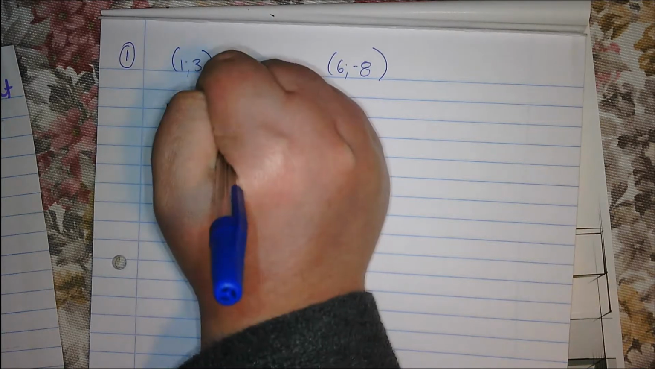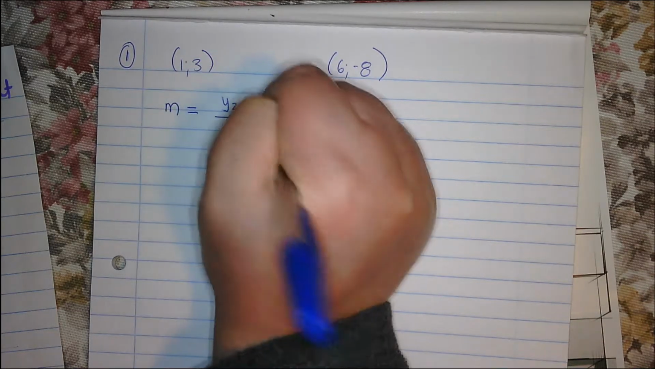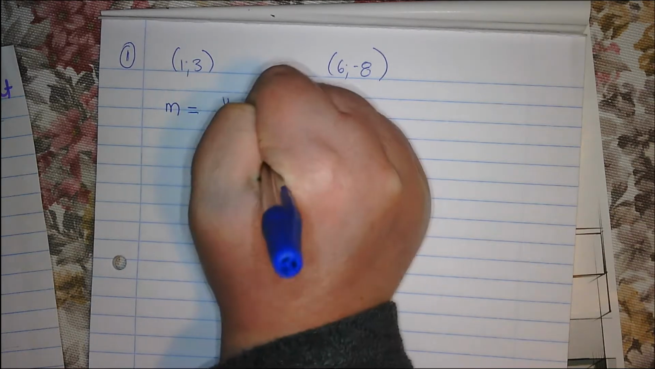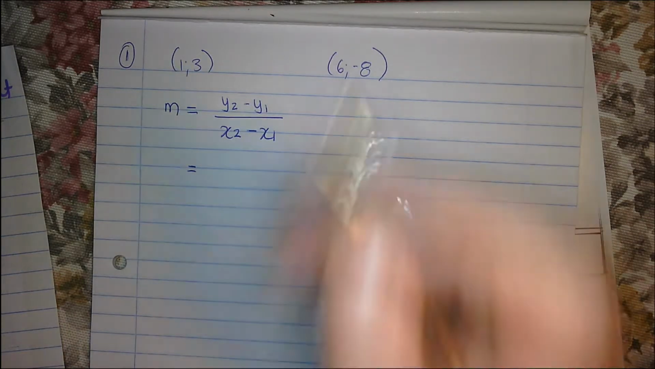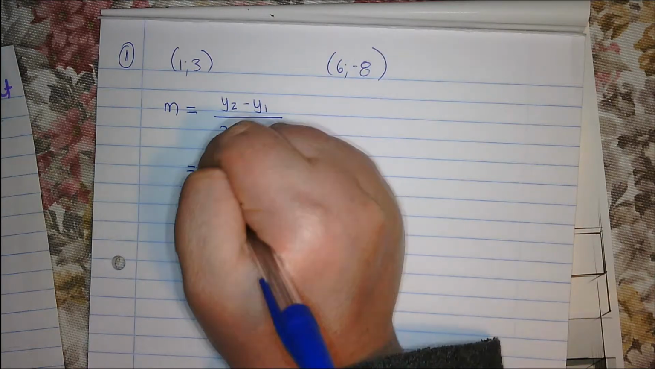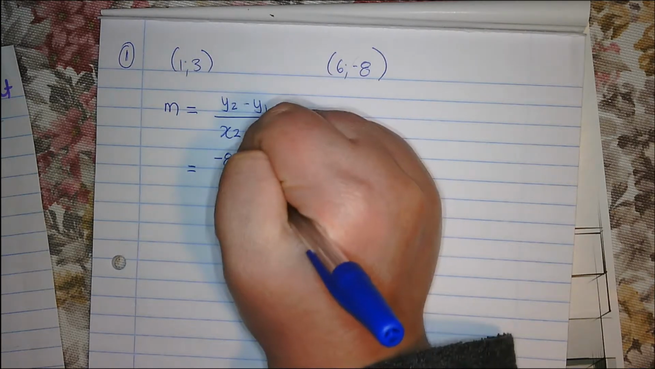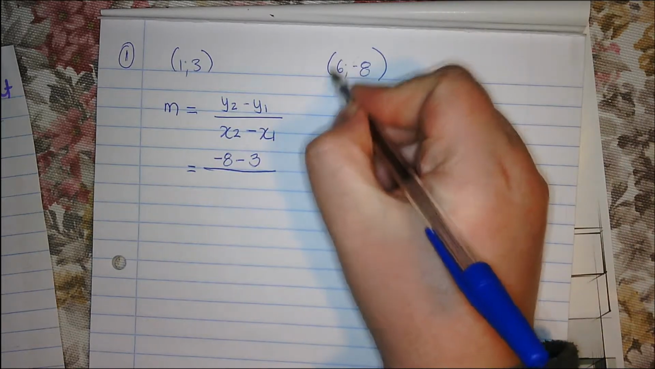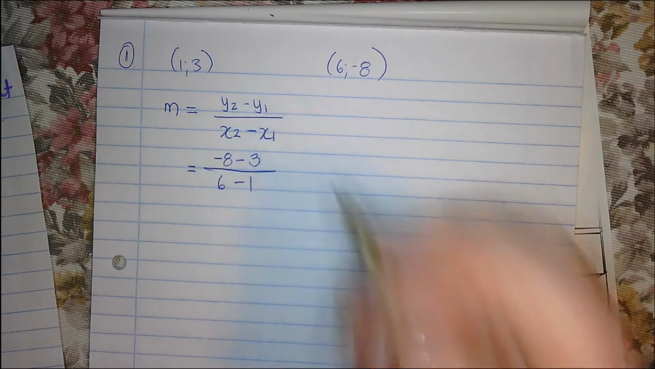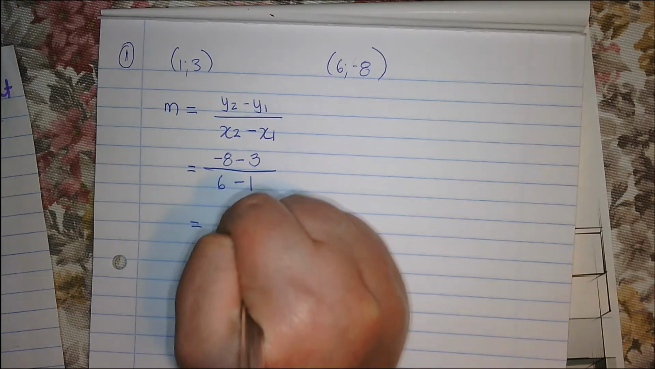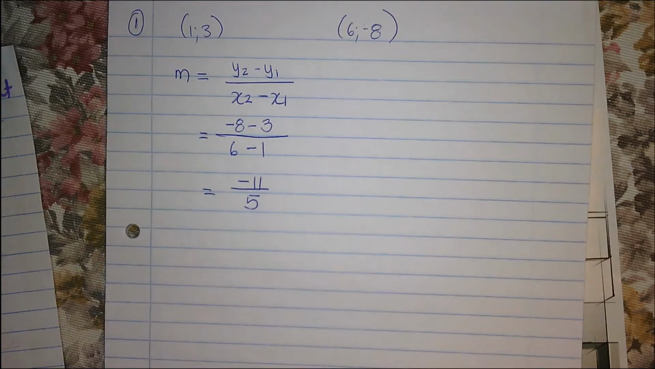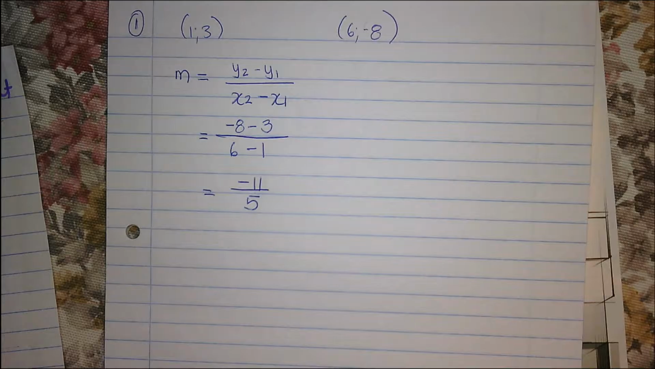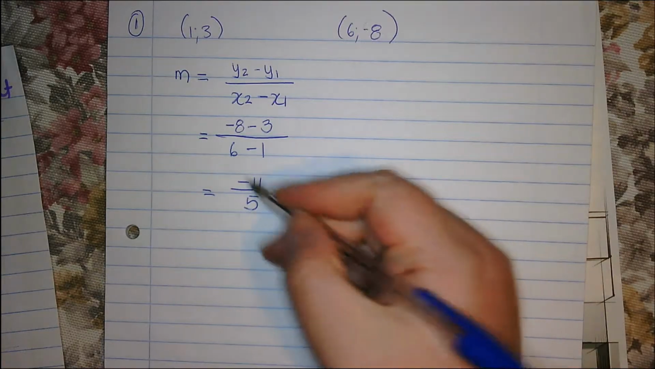We're going to do change in y, y2 minus y1, over change in x, x2 minus x1. It does not actually matter which coordinate came first. We're going to do this y value, negative 8, minus this y value, which is 3, over this x value, which is 6, minus 1. This is going to give me negative 11 over 5, and that is my gradient. Now, don't be afraid if you get a fraction answer. It doesn't matter if it's a fraction or not.